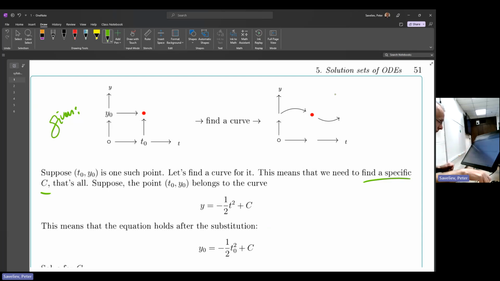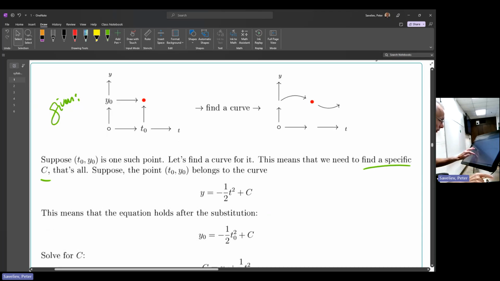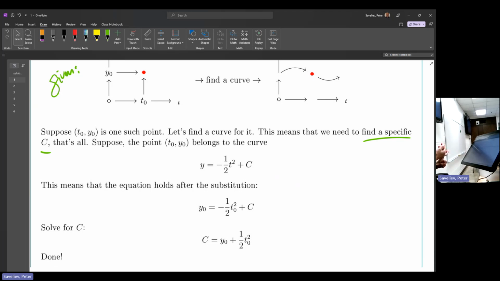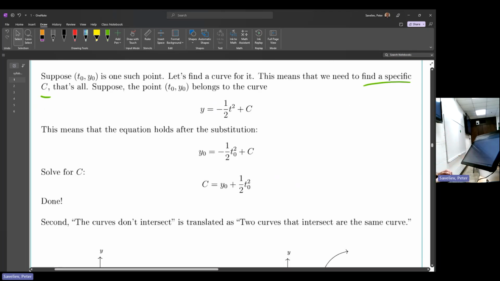Yes, that's right. I didn't mean it to be a trick question. If you have t naught and y naught, like in that picture, the c is right there, it's given for you. Just solve this equation and you have a c. So indeed, no matter what t naught, y naught is, there's a curve passing through it. Therefore, the whole plane is covered by these curves. Okay, on the second one, the second problem, the curves don't intersect. Entirely different issue, by the way.